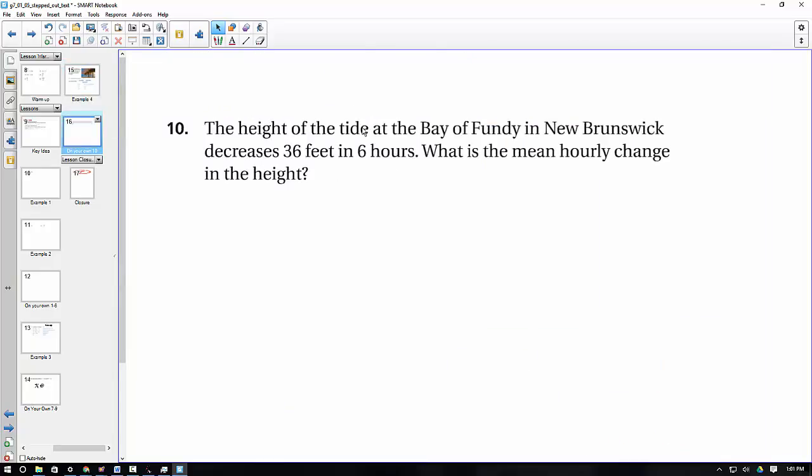So the height of the tide at the Bay of Fundy in New Brunswick decreases 36 feet in 6 hours. What is the mean hourly change in height? Negative 36 divided by 6, and I get negative 6. And it means negative 6 feet for every 1 hour.